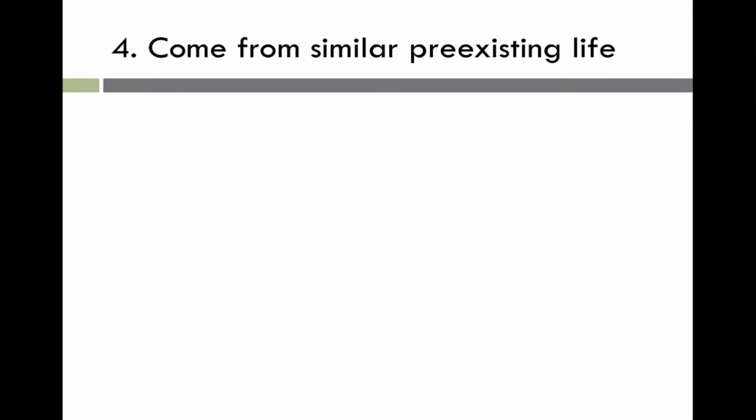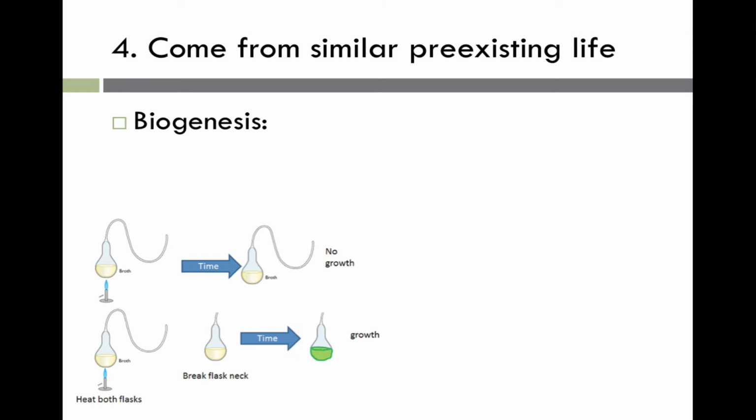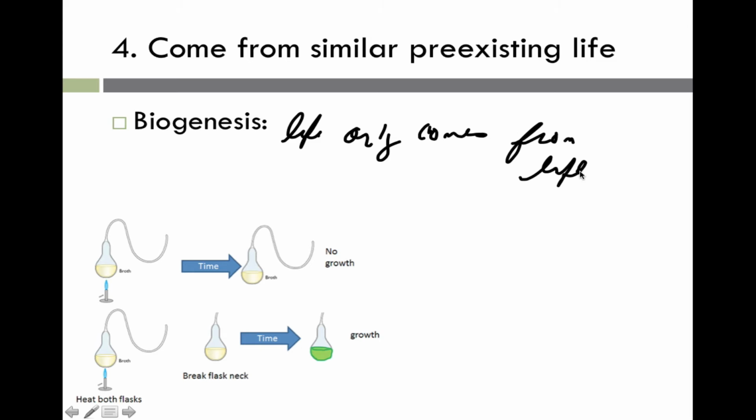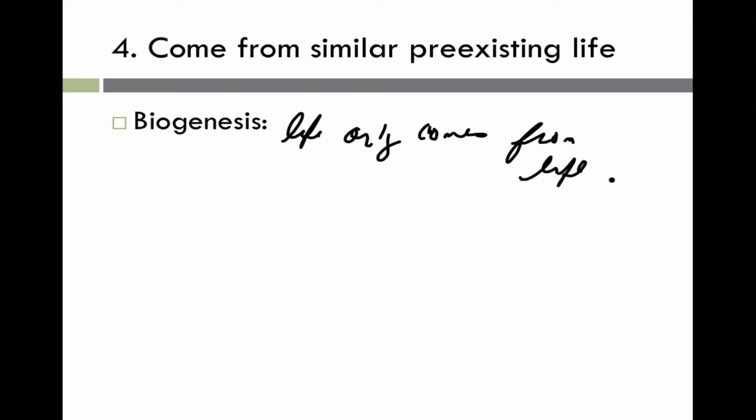All right, number 4, living things come from similar pre-existing life. Biogenesis is the idea that life can only come from life, right? That's it. And that we looked at comes from other or similar life. We looked at the experiment with the maggots and the meat, and what we observed from Redi's experiment was that living things do not spontaneously generate from meat.